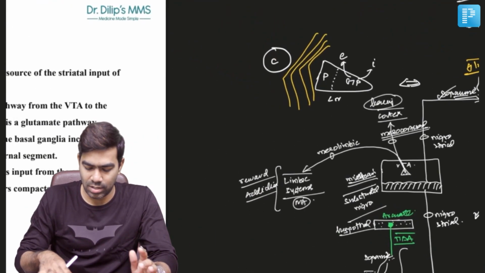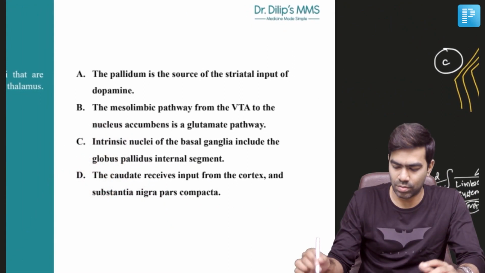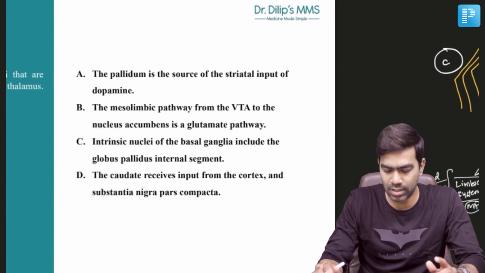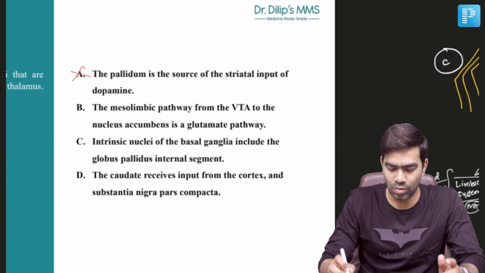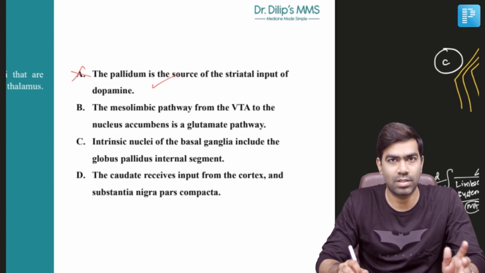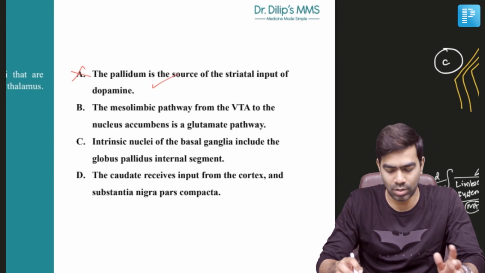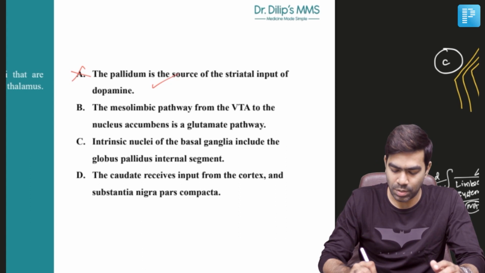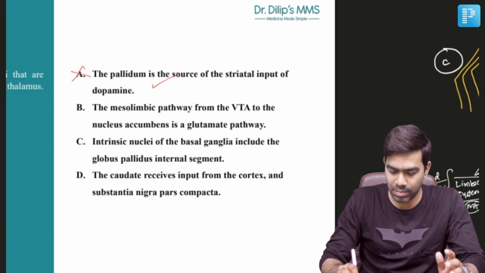Now let us try and answer this question. So what does option A state? Option A states the pallidum is the source of striatal input of dopamine. This is wrong. We all know the striatal input of dopamine is through nigrostriatal neurons from the substantia nigra pars compacta, not the pallidum. And option B states the mesolimbic pathway from the ventral tegmental area to the nucleus accumbens is a glutamate pathway. That's wrong.